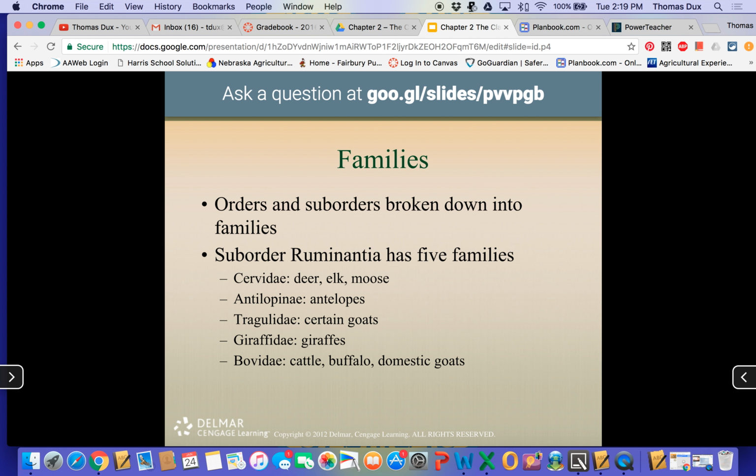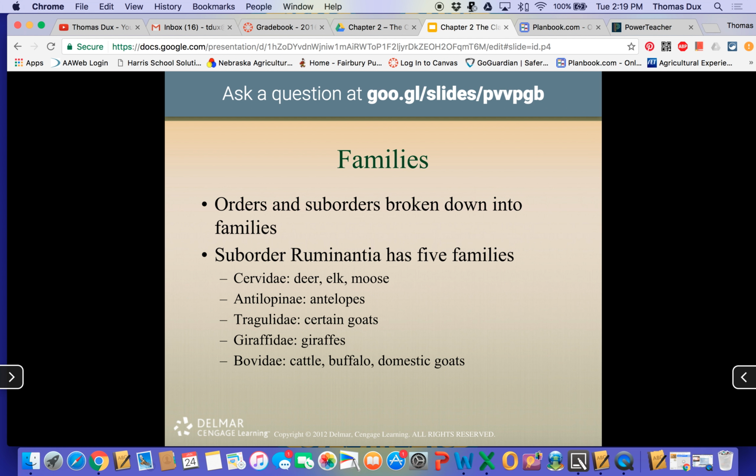It says at this point in the classification system, the characteristics of animals that are grouped together begin to narrow, and the animals have much more in common. Still, there are considerable differences between a cow and a deer, both of which belong to the suborder Ruminantia, and between a rhino and a horse. Orders and suborders are broken down further into families. Each order and suborder contains many families. The suborder Ruminantia is divided into 5 different families.